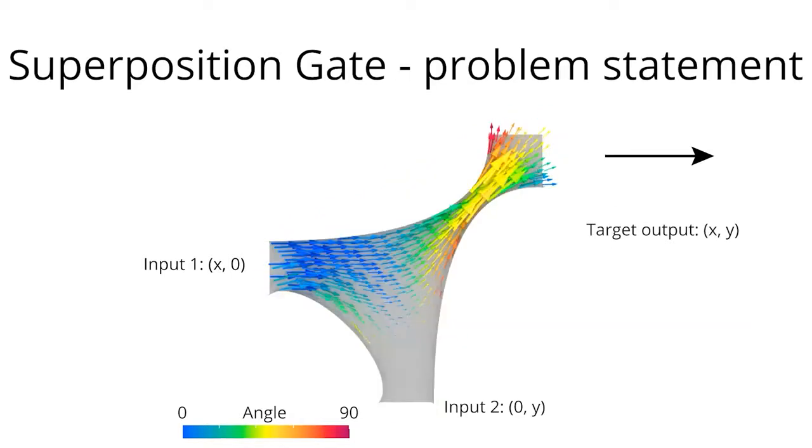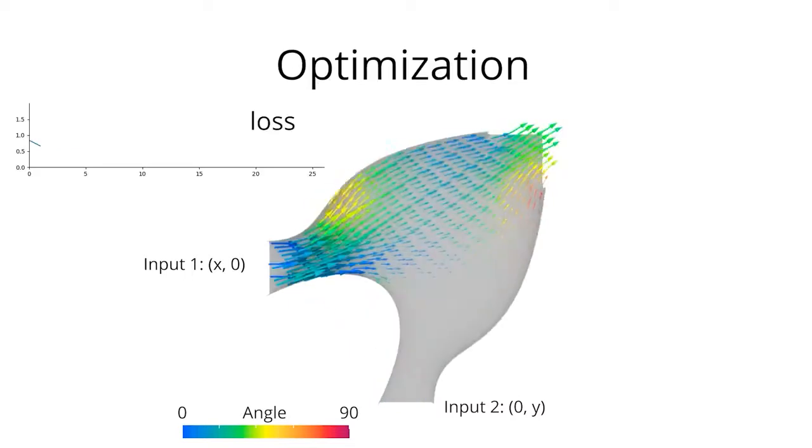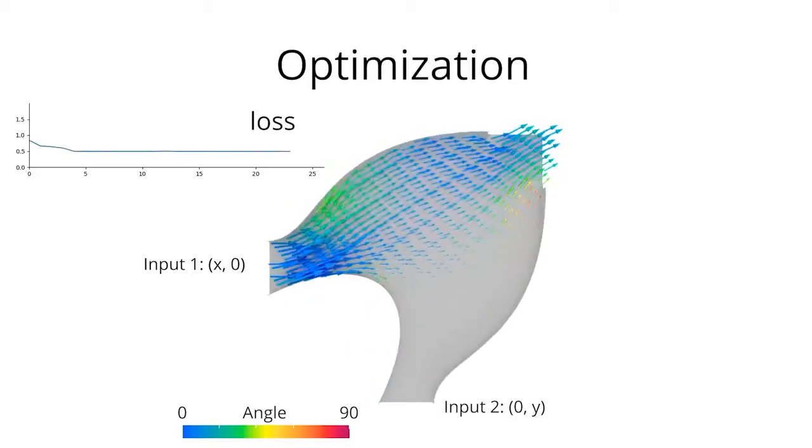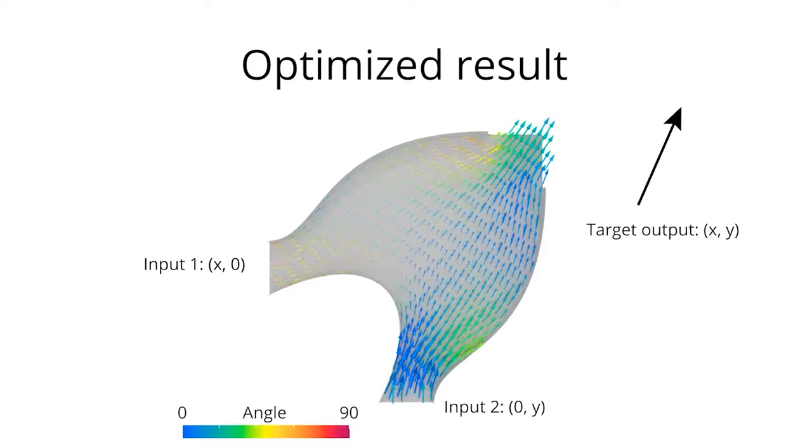The superposition gate composes two input flows, one along the x-axis and one along the y-axis, to create an output flow that is the sum of each of these components. The optimized flow is valid over any input combination and varies smoothly.